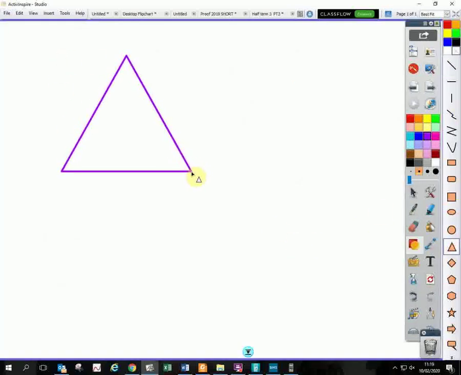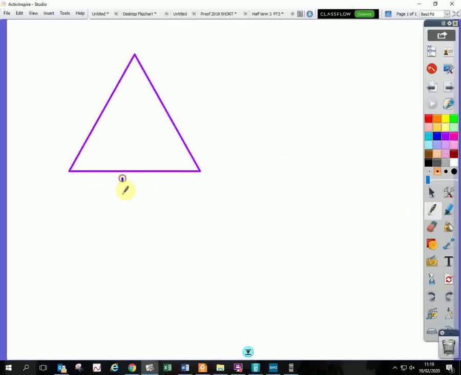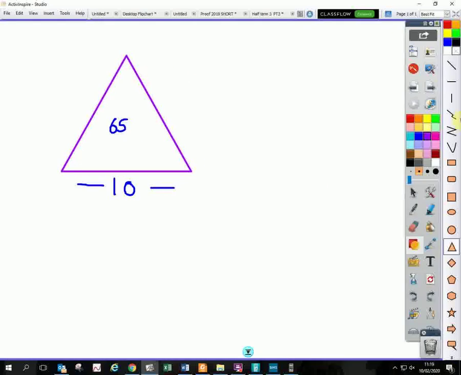We have a triangle that looks like this. The area of it is 65, the base of it is 10. How do you work out the height of this triangle? That's the height here, not the slanted one, the height.